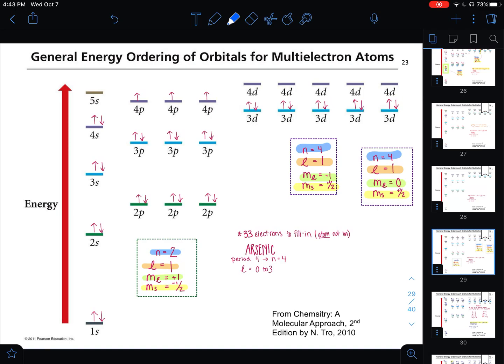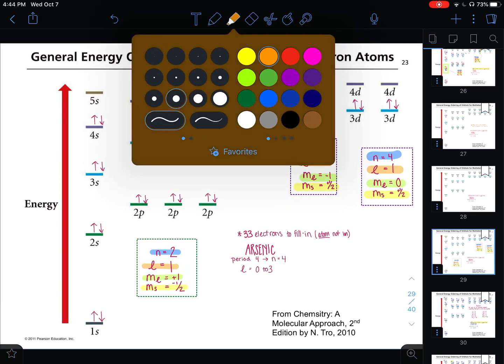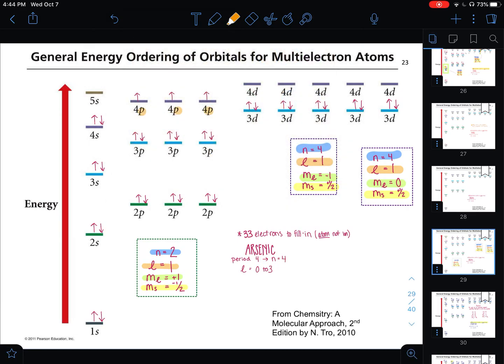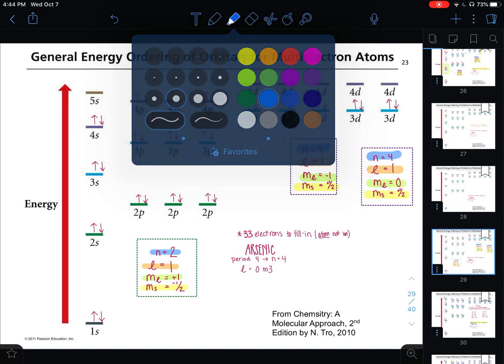So we have n equals 4. That means that it is one of these electrons, because these are the only electrons right now in the fourth energy level. Then our L is equal to 1. That tells us that we are in the P sublevel. Okay, so that means it will be one of these ones.